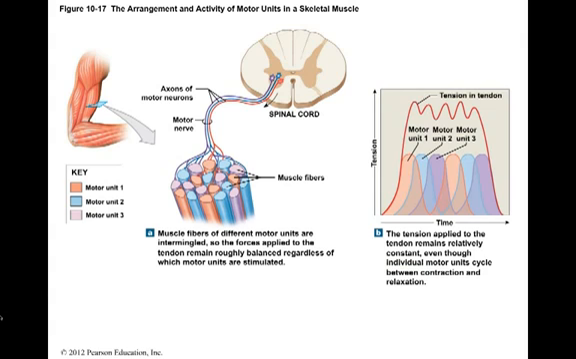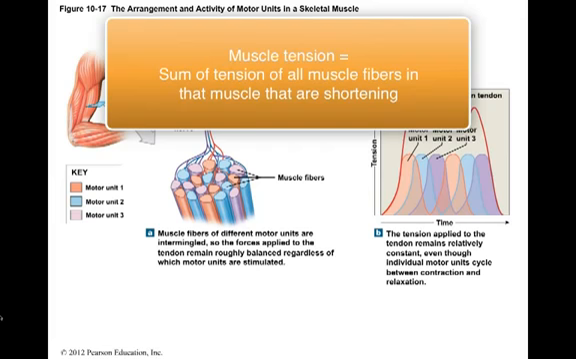When sarcomeres shorten in a contraction, they shorten the muscle fiber. This shortening exerts tension on the connective tissue fibers attached to the muscle fiber. The tension produced by an individual muscle can vary. The amount of tension produced by the muscle as a whole is the sum of the tensions generated by individual fibers, since they are all pulling together.